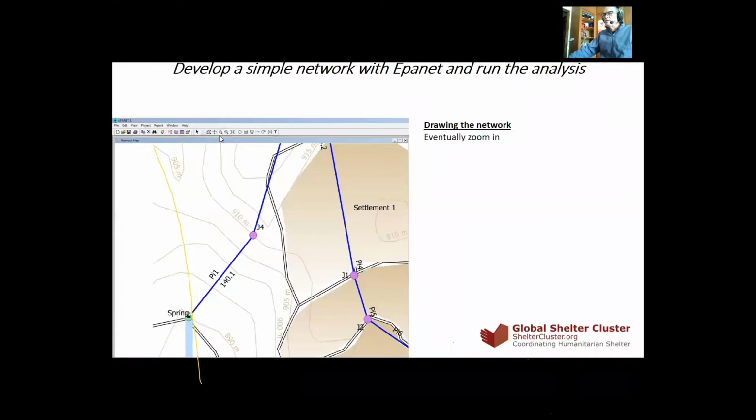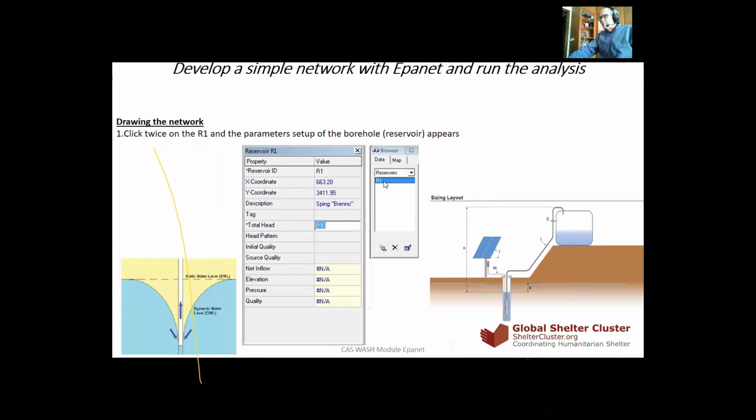You can eventually, with this icon, zoom in. And then on the right side of Epanet, you will have the browser under data. Automatically, the reservoir information will appear, since we have given the reservoir a prefix R. The first reservoir will receive the name R1. You click twice on this R1, and then you will see the parameters of the reservoir.